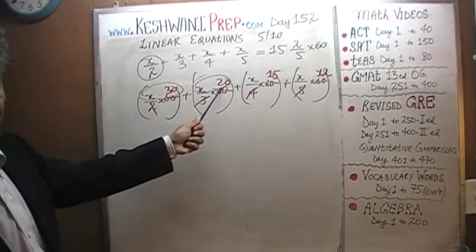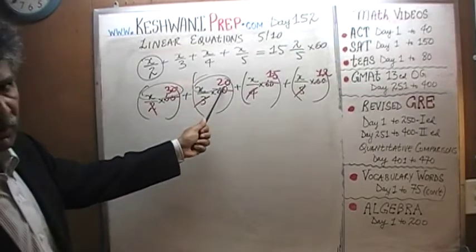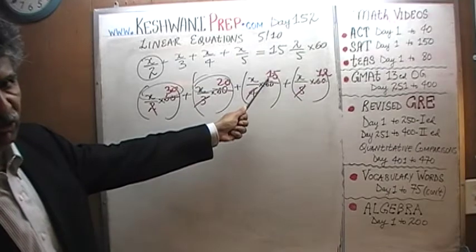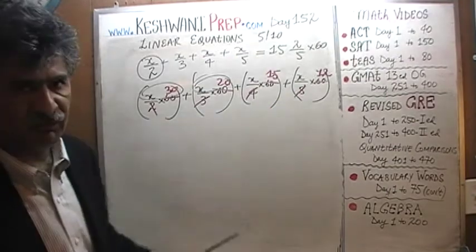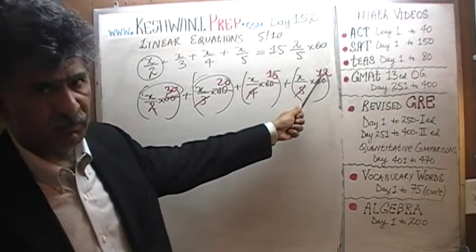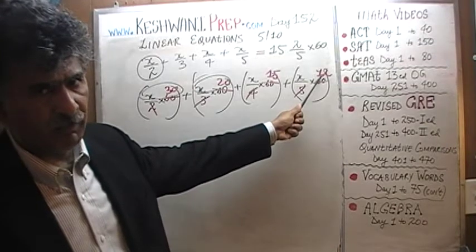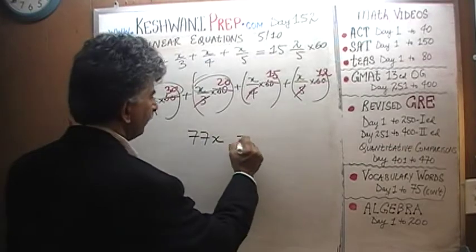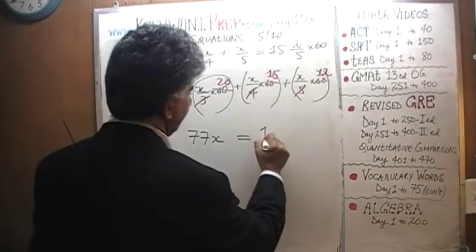30 plus 20 is 50. 50 plus 15 is 65. 65 plus 12 is 77. So it's 77x, and that has to equal this quantity right here.